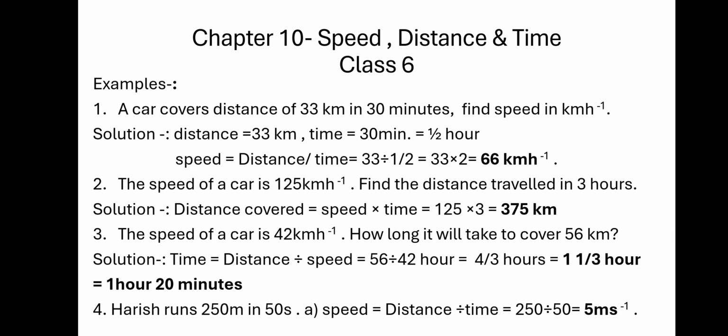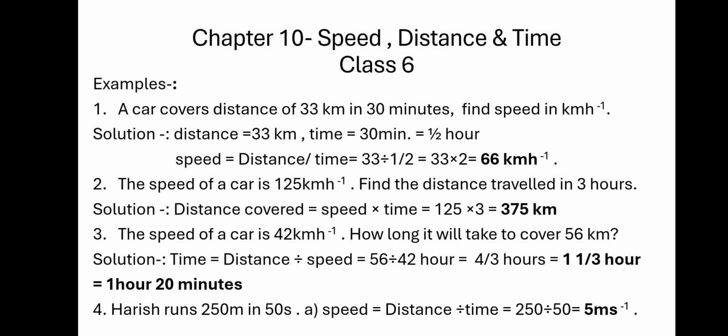Now example. Exercise is not yet started. Chapter 10, speed, distance and time. Examples. A car covers distance of 33 kilometer in 30 minutes. Now we are going to find out the speed here in kilometer per hour, because the distance is given in kilometer, but the time is given in minutes.